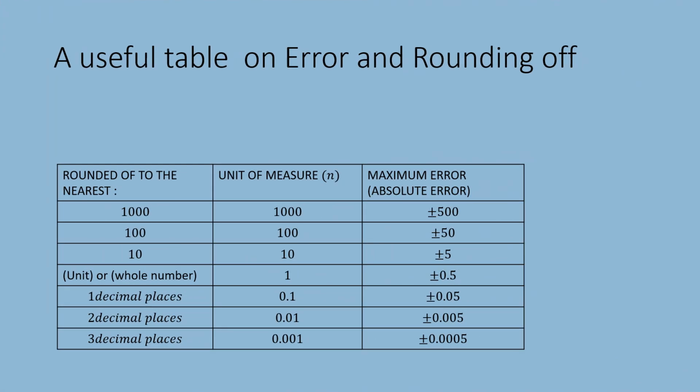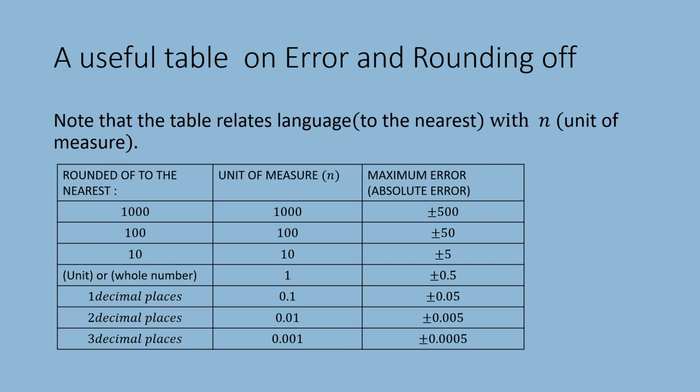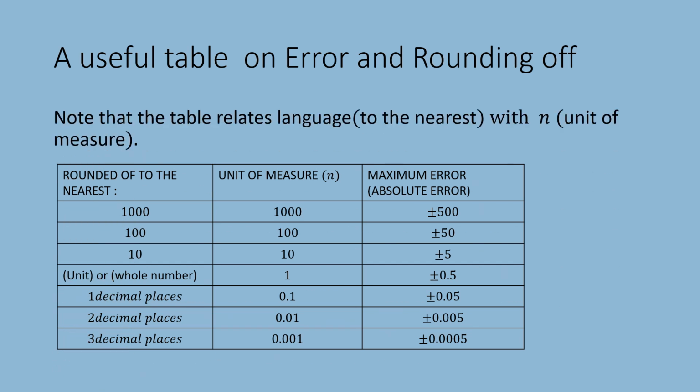Let's look at this useful table that is going to help us. It's a summarized table that helps us understand how we can relate error, the language 'to the nearest', the unit of measure, and the absolute or maximum error. Take note of the language 'to the nearest' in the table. We are relating it with n being the unit of measure.